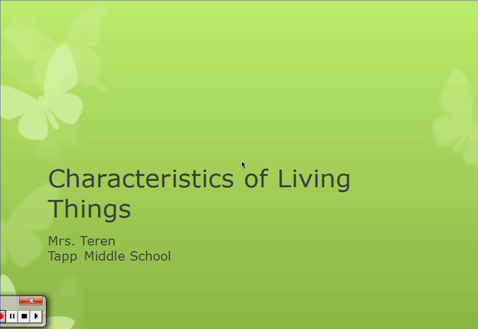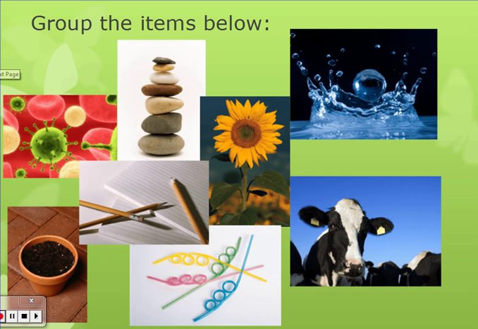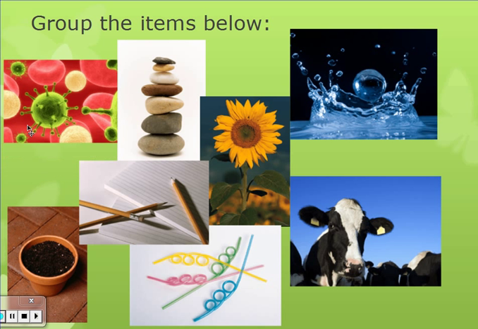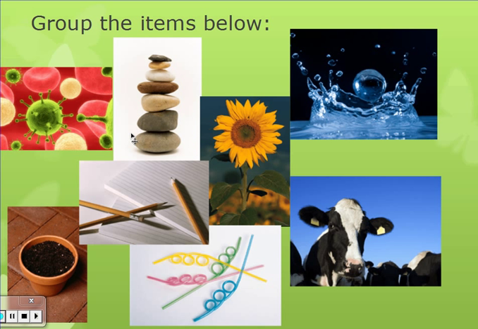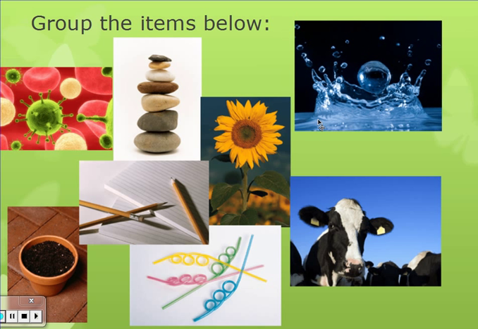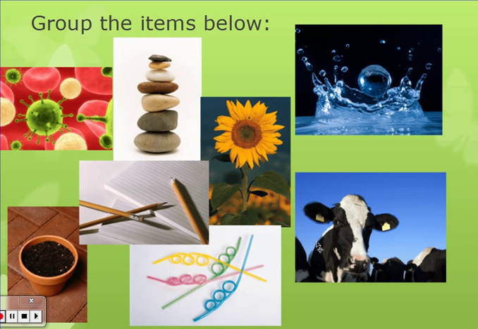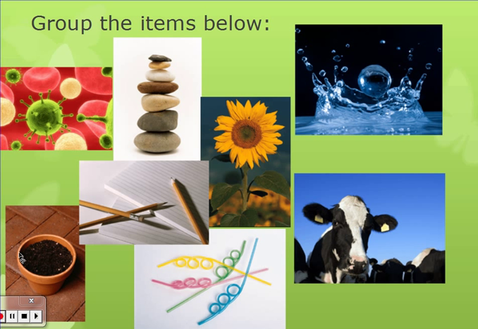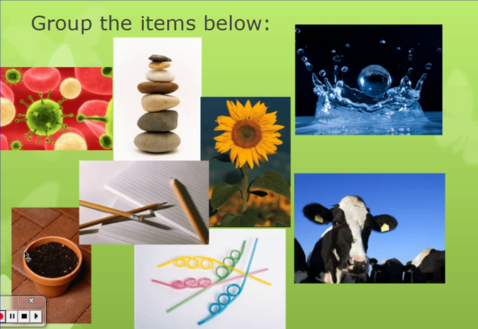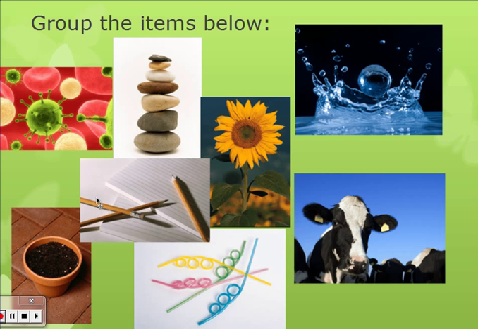Today we're going to be talking about the characteristics of living things. Group the items below. In this picture, we are focusing on the green bacterial cell. We also have a pile of rocks, a flower, a drop of water, a cow, plastic straws, a pot of soil, and paper and pencils.